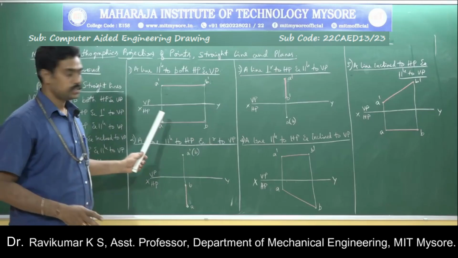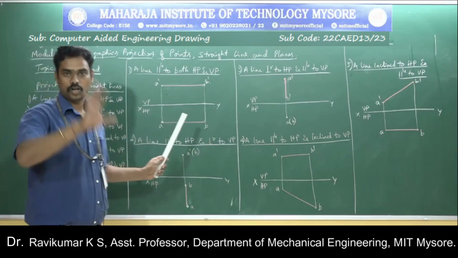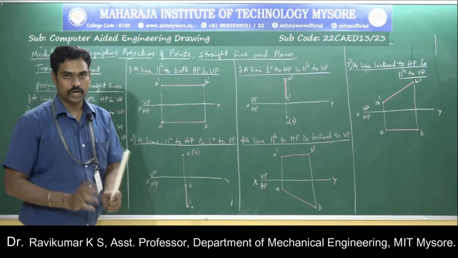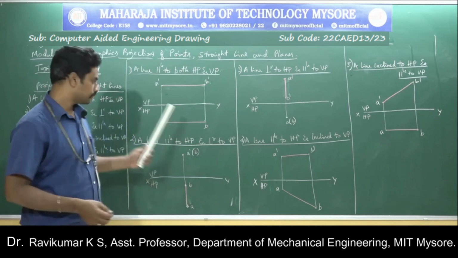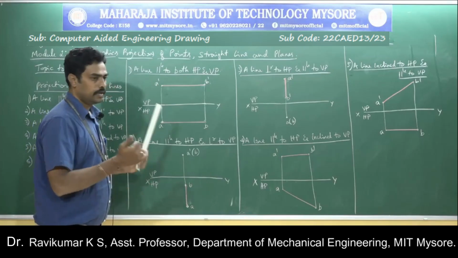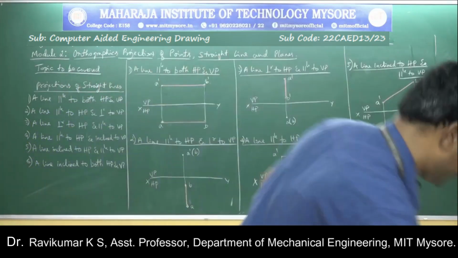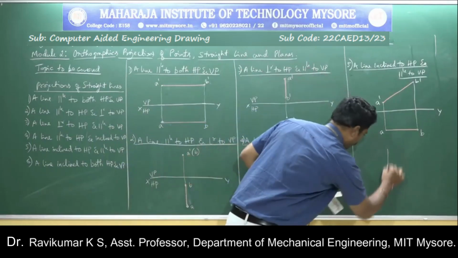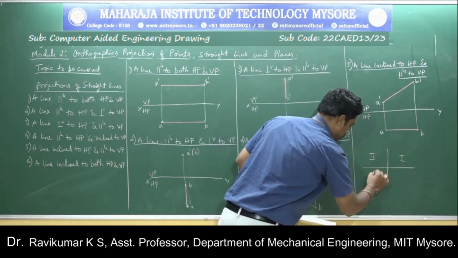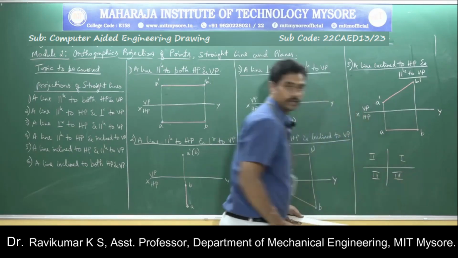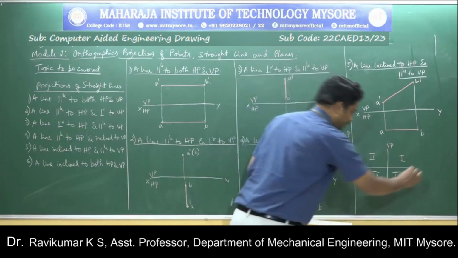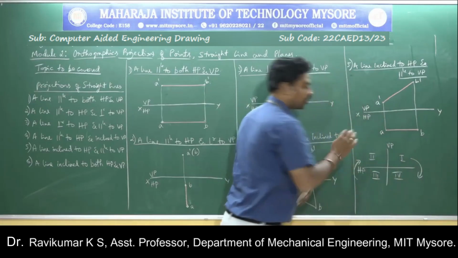In the case of points, no need to write VP and HP because you will be dealing with all the four quadrants. But in the case of straight lines, since you are dealing with only the first quadrant, VP comes above the XY line and HP comes below the XY line, something like this. Look here. I will take the help of the quadrants. The first quadrant, second, third and the fourth quadrant. Say this is HP and this is VP. You need to tilt the horizontal plane clockwise.